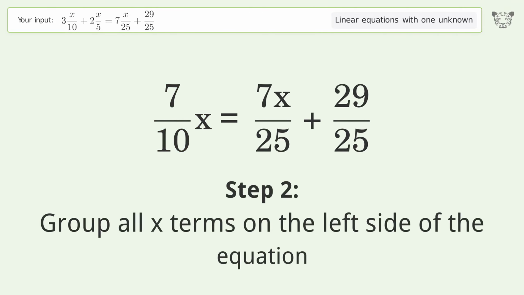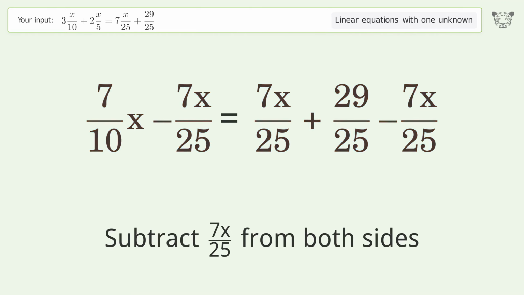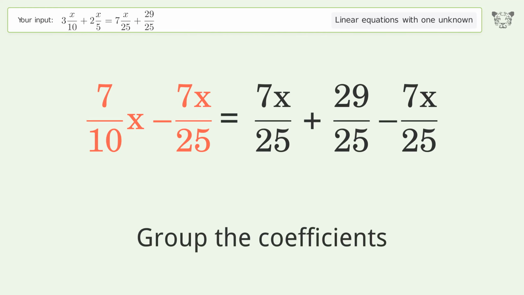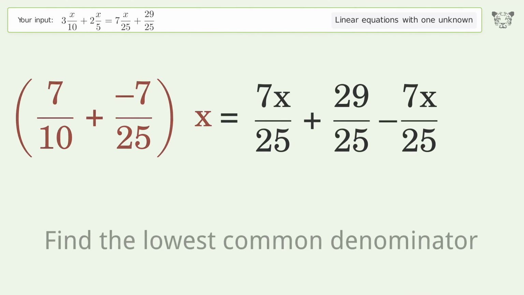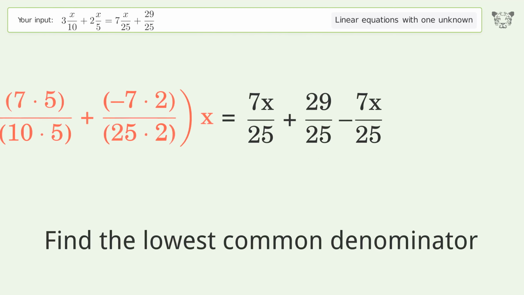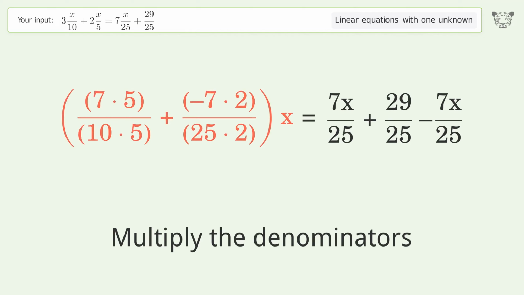Group all x terms on the left side of the equation. Subtract 7x/25 from both sides. Group the coefficients. Find the lowest common denominator. Multiply the denominators.